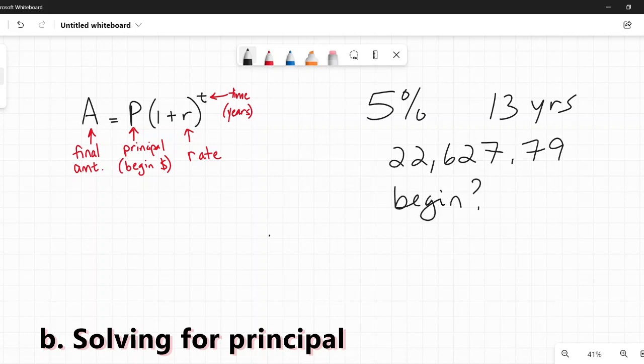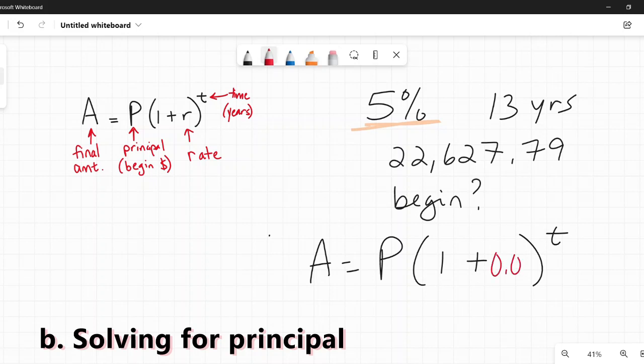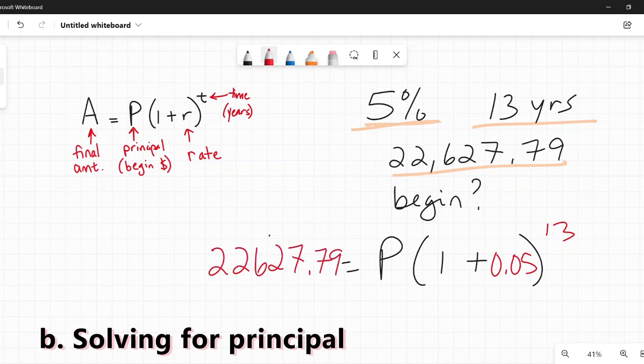Right, well, let's look at our formula and let's see what's missing. We are told 5%. That would be our rate, which we are going to write as 0.05. We are told 13 years. That's our time, 13. And we're told that they ended with $22,627.79. That is their final amount. So that goes over here. So this time, when they say, what did they begin with? They're asking for the principal.